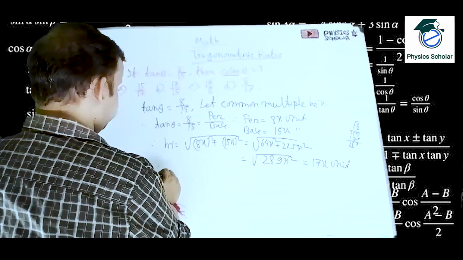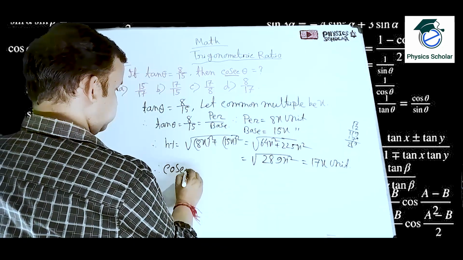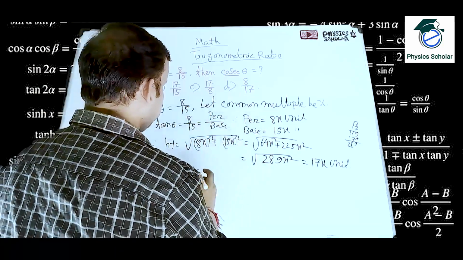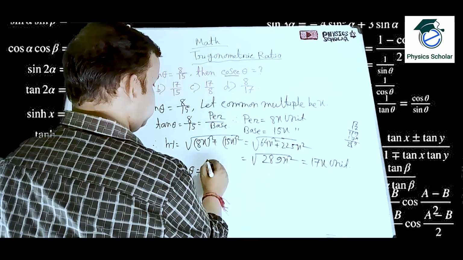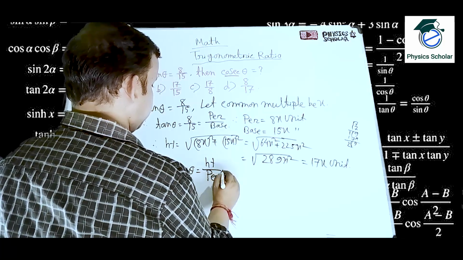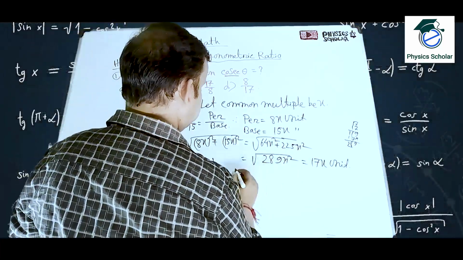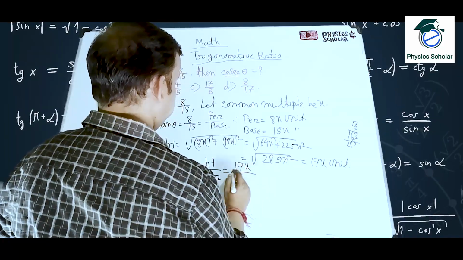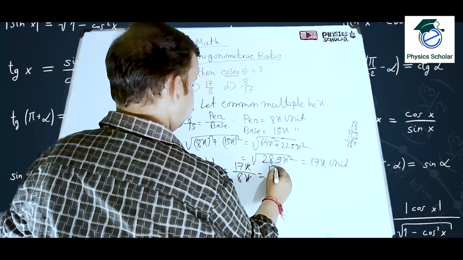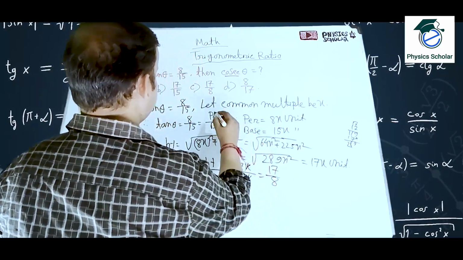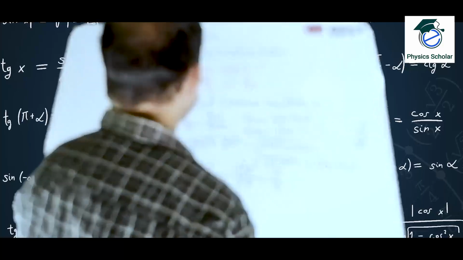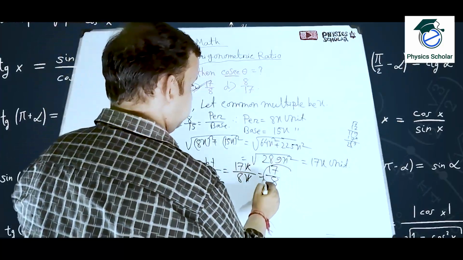Clear? Now, cosec theta is equal to what? Cosec means the reciprocal of sine, so that means hypotenuse by perpendicular. What is hypotenuse? 17x. And what is perpendicular? 8x. So x will be cancelled. So 17 by 8. Where is 17 by 8? So option C is correct. This will be your answer.